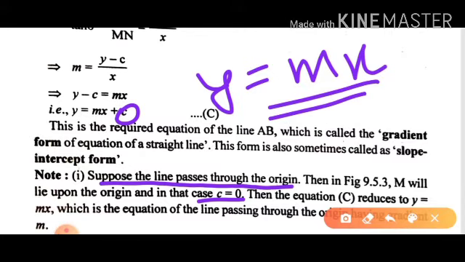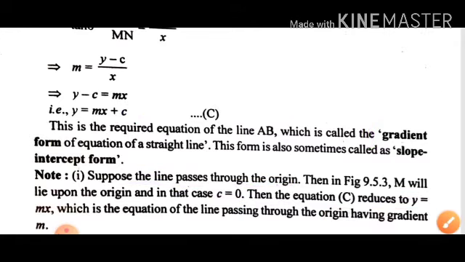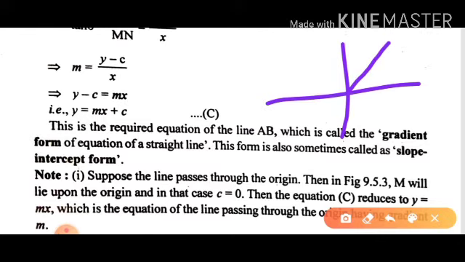And remember, when m equal to 1, theta will be equal to 45 degrees, because m equal to tan theta, m equal to tan 45 degrees. Tan 45 degrees is equal to 1, so that means m will become 1. When m becomes 1, y is equal to x. That means it passes through the origin.